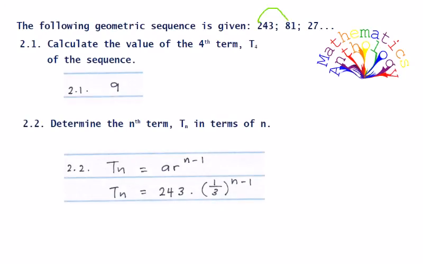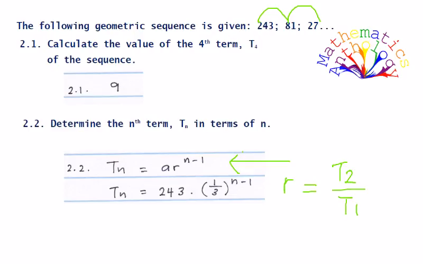Okay, the following geometric sequence is given: 243, then 81, then 27. 2.1, calculate the value of the fourth term, T4, of the sequence. Because this is a geometric sequence, it means that we are multiplying or dividing by the same number each time. So if you work this one out, you'll see that you're dividing by 3 each time. So T4 should be the next term, which is 27 divided by 3, which would give you 9.